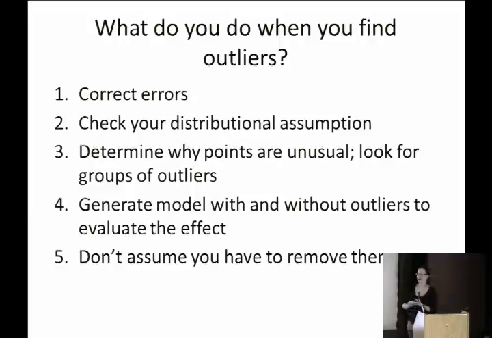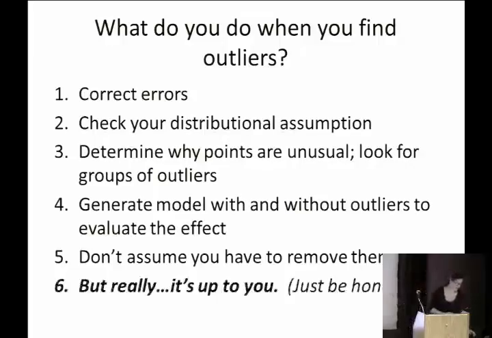If you think that it's going to be influential, which you can judge based on question 4, there are robust methods that will deal with this. They will allow you to include the effect of these outlying points without allowing them to take over the whole thing. So don't just assume you have to remove them.